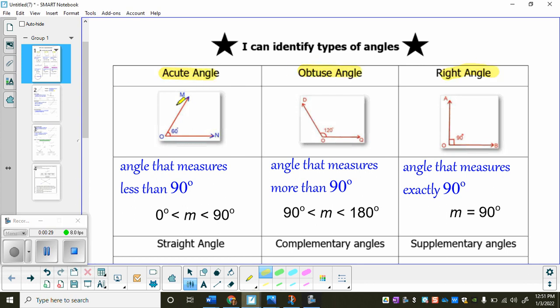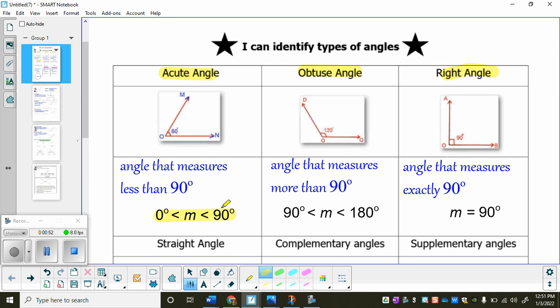Friendly reminder that acute angles are angles that measure less than 90 degrees. And I want to point out that here we can use the inequality symbols to show that the measure of the angle has to be less than 90. That's what makes it acute. But also it has to be bigger than 0 degrees. I mean, it has to actually be an angle. So here's an inequality way of writing that: the measure of the angle has to be between 0 degrees and 90 degrees.